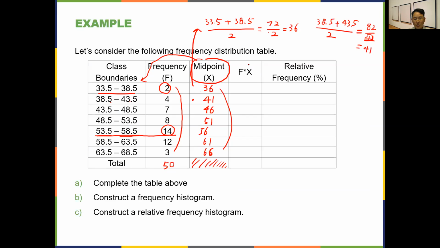Now, what do you think this is saying? F times X, this is multiplication, so this is F times the X, which is the midpoint. So basically, this one is saying, why don't you multiply 2 times 36, right? Which is what? 72, right? And this one right here, saying what?